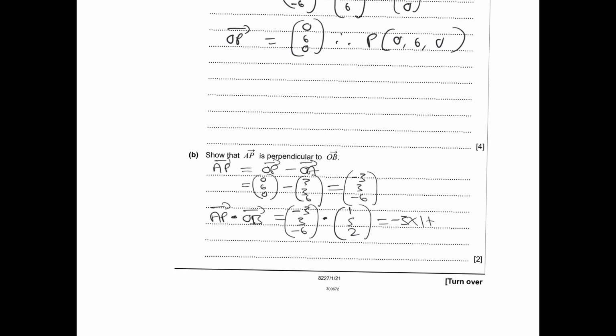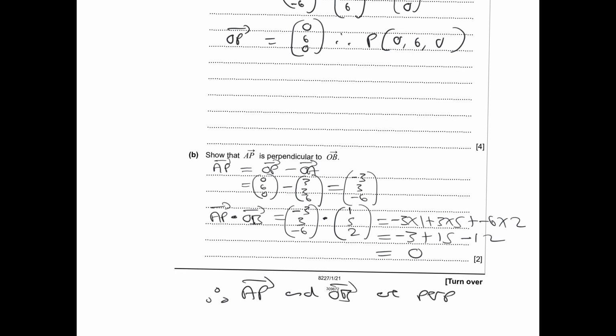Plus 3 times 5 plus negative 6 times 2. So what do we have here? That's negative 3 plus 15 minus 12. So that will give me 0. So that therefore shows that AP and OB are perpendicular to each other. Okay, so that's what we are having there.